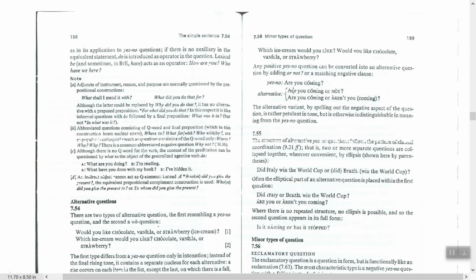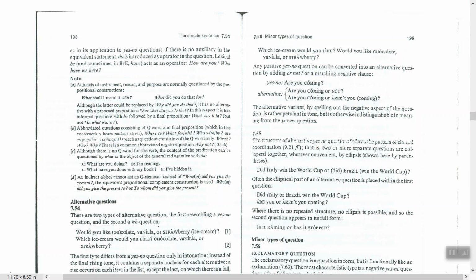So when you say, "Are you coming?" This is a yes/no question. "Are you coming? Is it raining?" You can say, "Yes, I'm coming," or "No, I'm not coming." This is a yes/no question, and we can make it alternative. Just add this: "Are you coming or not?" So it's alternative, two options here.